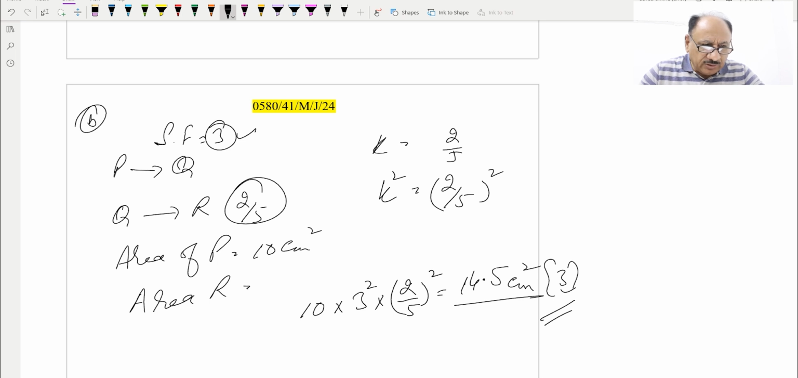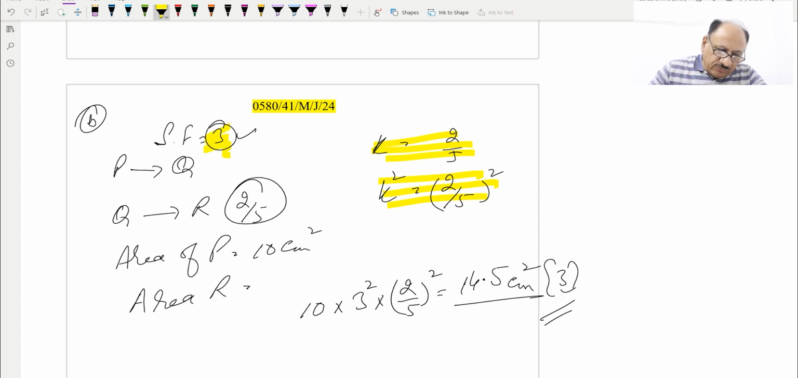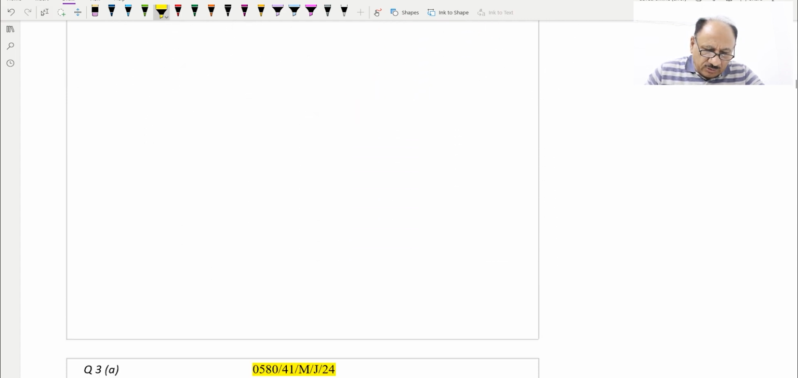Hopefully you understood this. In this part, what we have done is taken the length ratio and utilized that length ratio for the area ratio, which is basically the square. So K is for length ratio, which we have used over here, and we used K square, which is for area ratio. Similarly, we used scale factor 3 by squaring it, and square is used for area questions.